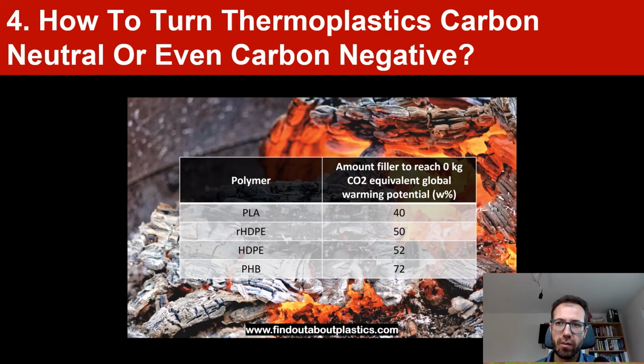So this is one example. There are other natural based fillers like hemp, which have the same effect, which you can also add and make a carbon neutral material.